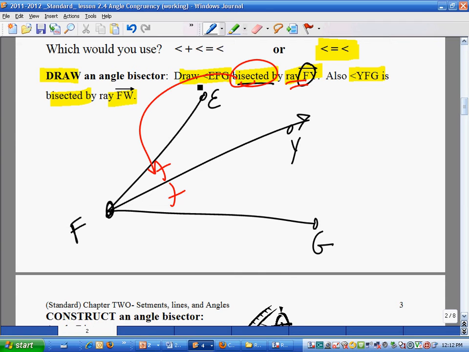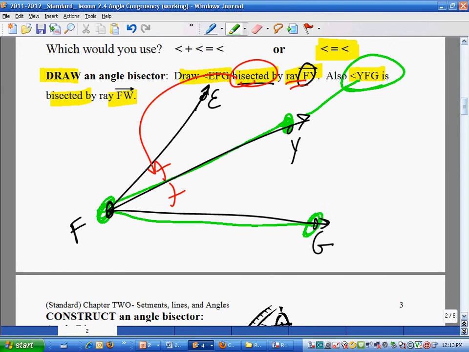We have a second set, YFG. Where's YFG? I'll show you how to find YFG. You put your pencil on Y, you go to F, you go to G. The only way you find angles, I call this trace and sweep. Get in the habit of doing that. Trace and sweep is bisected by a ray.